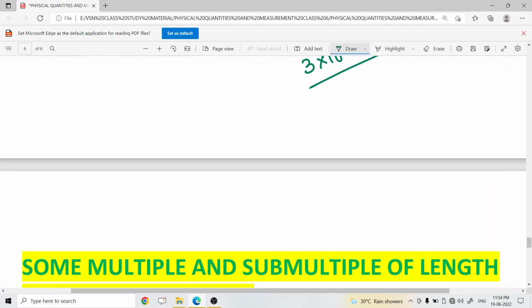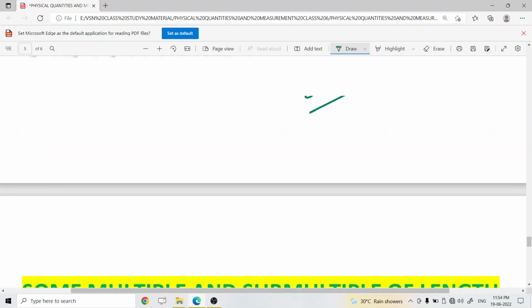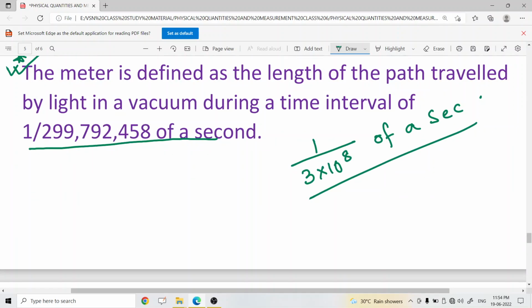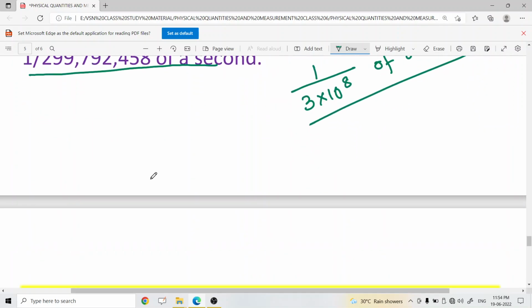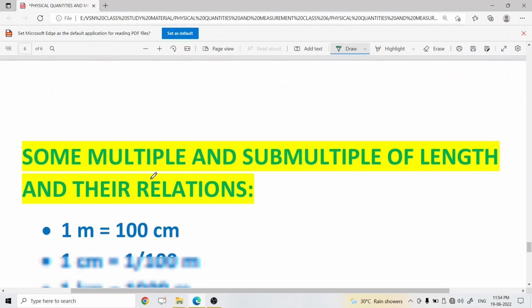Okay, next, this is the end of today's class. In the next class we will discuss some multiples and submultiples of length and their relations.